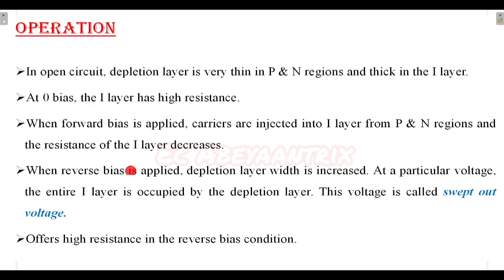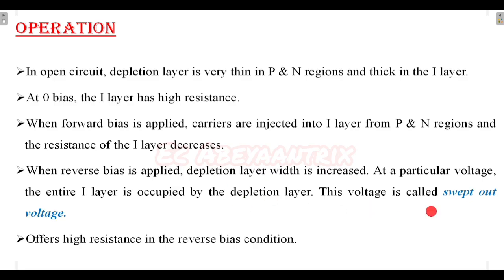Same forward bias operation as in a PN junction diode. And when reverse bias is applied, as I said earlier, the depletion layer width will be increased. When reverse bias is applied, the P type is connected to the negative terminal of the battery and the N type is connected to the positive terminal. The depletion layer width will be increased, and at a particular reverse voltage, the entire I layer will be occupied by the depletion layer. Actually, the depletion layer will be inside the I layer. As the reverse voltage is increasing, the I layer is completely occupied by the depletion layer.